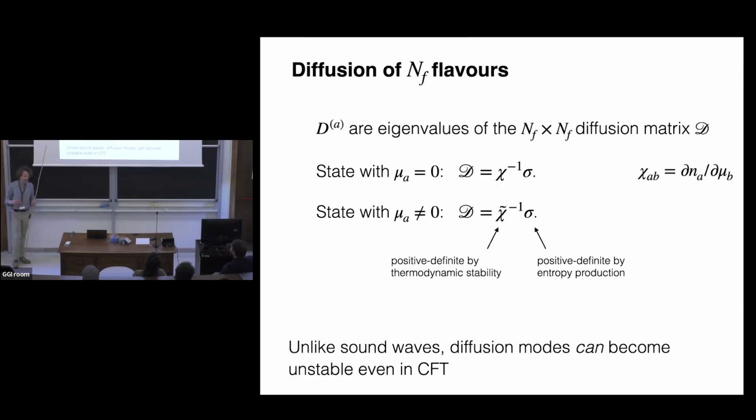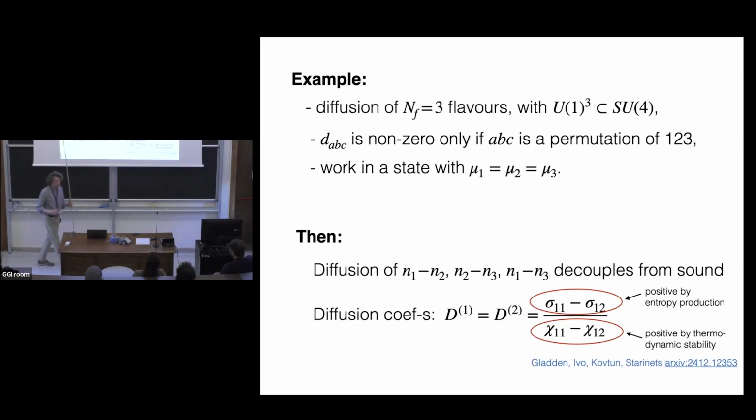It's, morally speaking, analogous to doing degenerate perturbation theory in quantum mechanics, except your Hamiltonian is not Hermitian. So you can write your diffusion matrix in this way, where this is basically the susceptibility matrix written in a different basis. And both this and this are positive by thermodynamic stability conditions. So unlike sound waves, diffusion modes can become unstable even in the CFT. To give you a simple example, here's the diffusion of 3 flavors with U(1)^3.